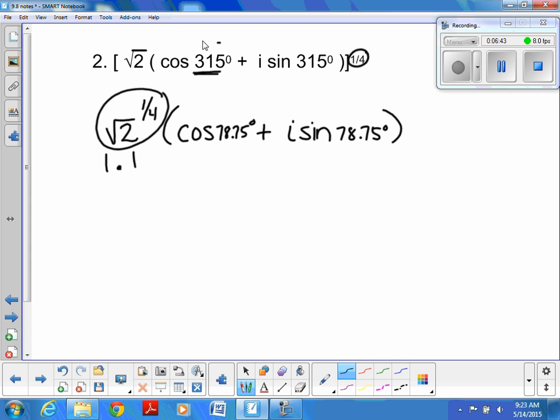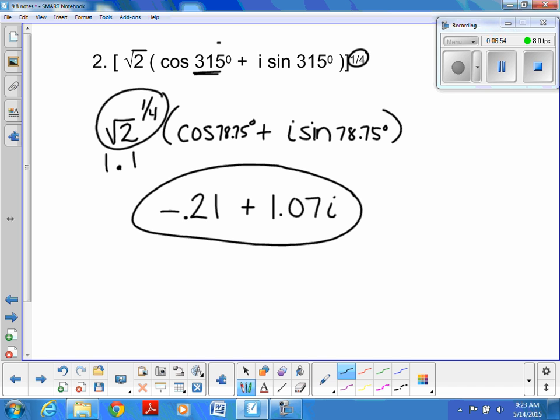Which comes out to be a negative 0.21 plus 1.07i. I think they equal out to obviously 2 decimal places. Just to show you that sometimes it's in polar form, sometimes it's in complex form. How do you know how to switch them?